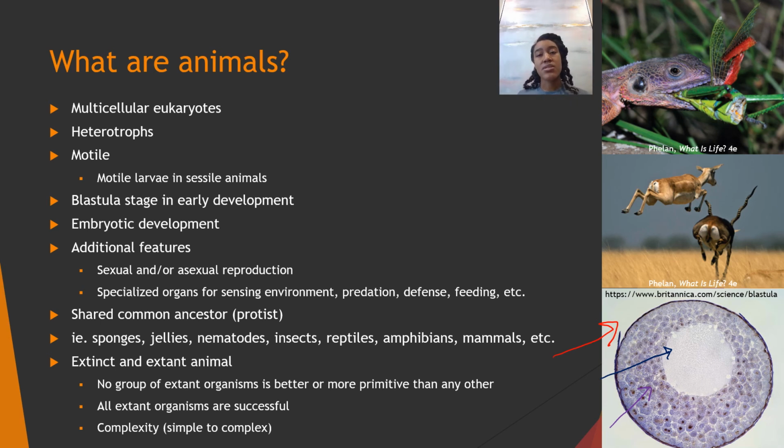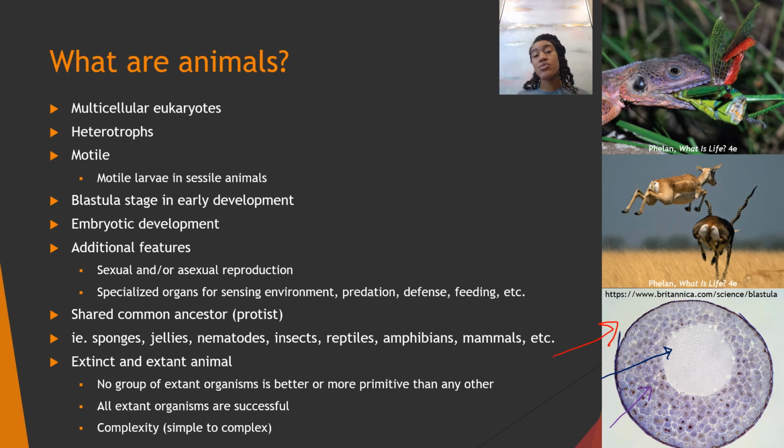And this is a common misconception that a lot of people have, that humans are the most complex animal. Everything wants to get to be that. That is not true. Every animal is specially adapted for their environmental conditions. So every animal that exists today is successful.